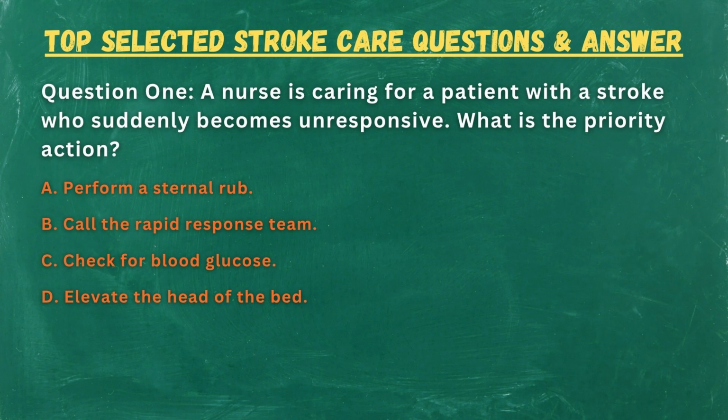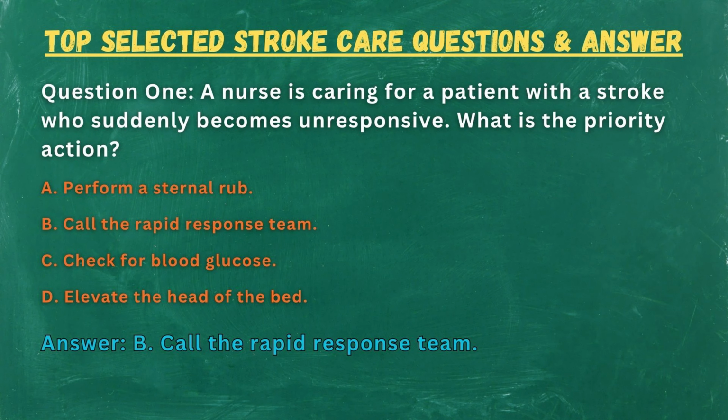Question 1. A nurse is caring for a patient with a stroke who suddenly becomes unresponsive. What is the priority action? A. Perform a sternal rub. B. Call the rapid response team. C. Check for blood glucose. D. Elevate the head of the bed. Answer: B. Call the rapid response team.